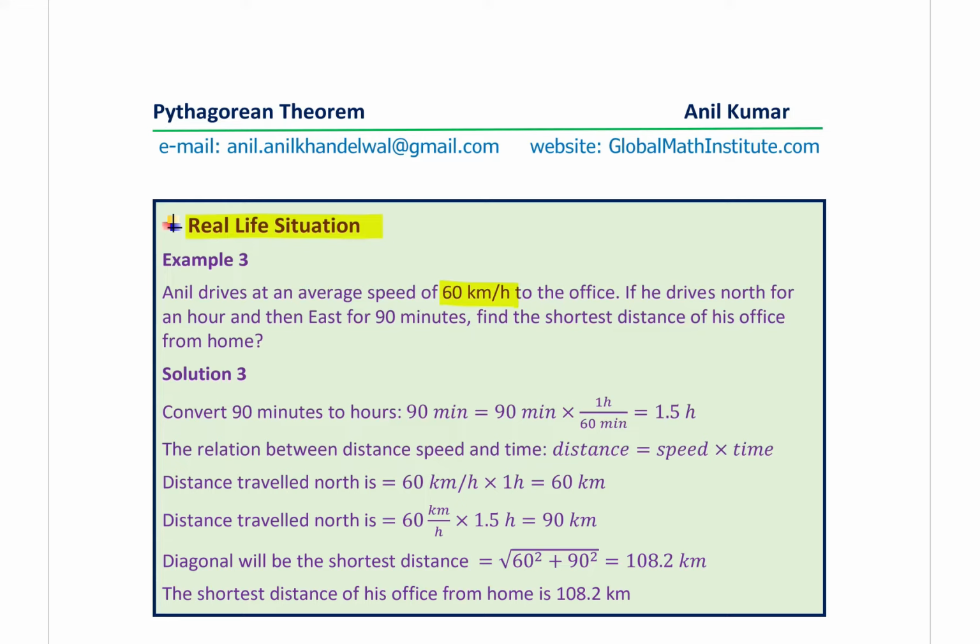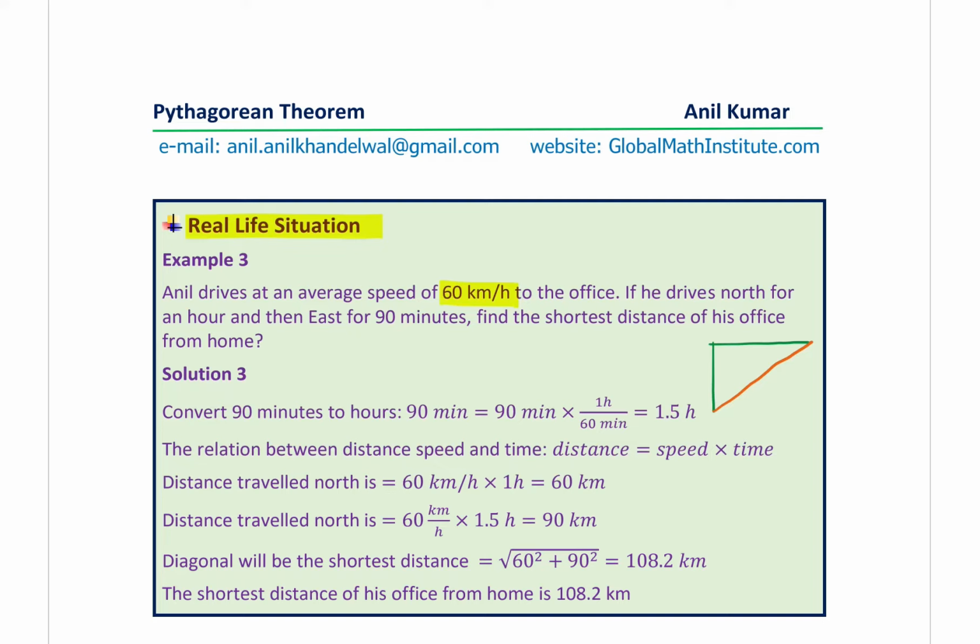Now, in real terms, what you should do is actually sketch the diagram. So let us say he drives north, right? Let me make it here. So he drives north for an hour, right? And then east for 90 minutes. Now, the shortest distance will be the distance from home to office, kind of like this. You get the idea, right? So that is how you're going to draw.